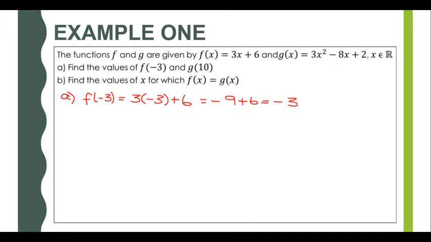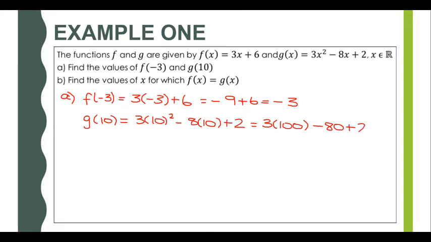If we then look at g of 10, again we're going to replace x with 10 in our function for g, so we get g of 10 is equal to 3 multiplied by 10 squared minus 8 multiplied by 10 plus 2. Again, we can simplify this to 3 times 100 minus 80 plus 2, which gives us 300 minus 80 plus 2, which is 222.